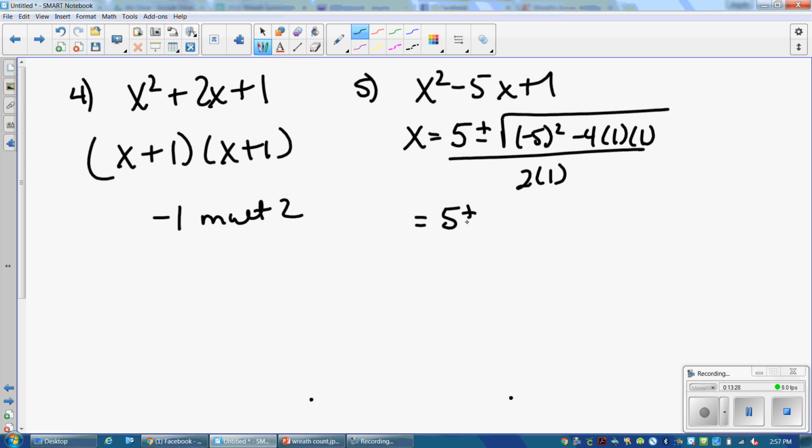So that's 5 plus or minus the square root of 21 over 2, and I guess that's my answer. Let me check on the back. 5 plus the square root of 21 over 2. Yep, and 5 minus the square root of 21 over 2.